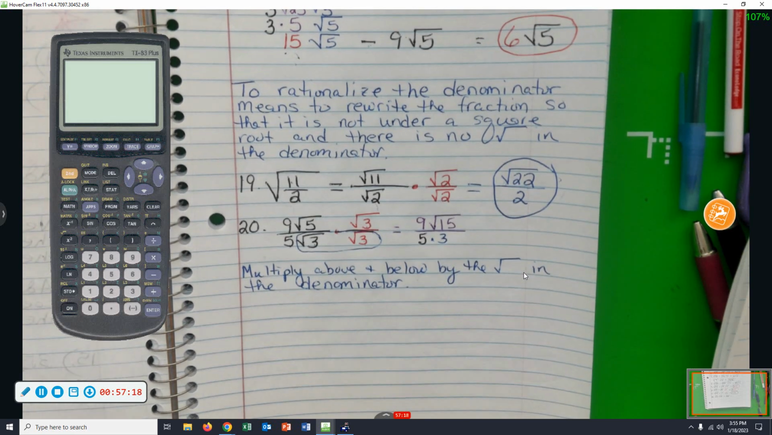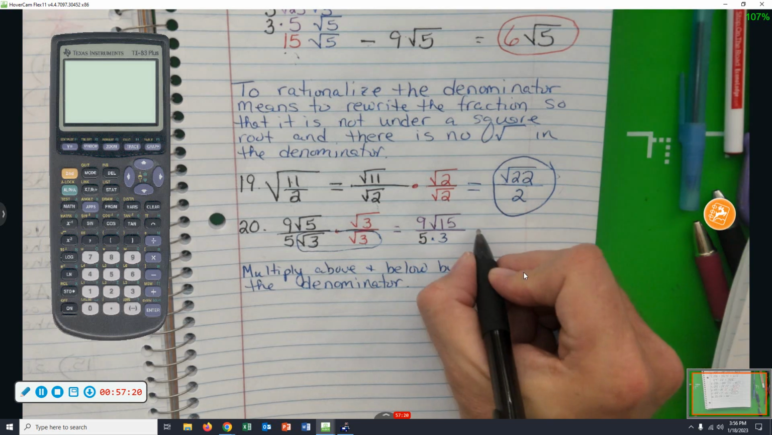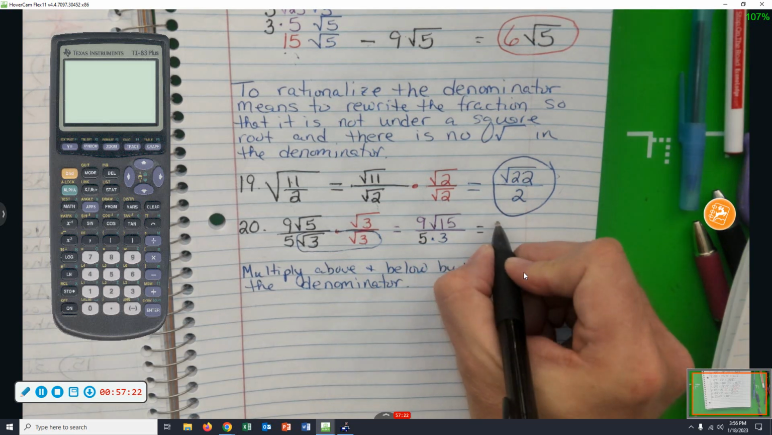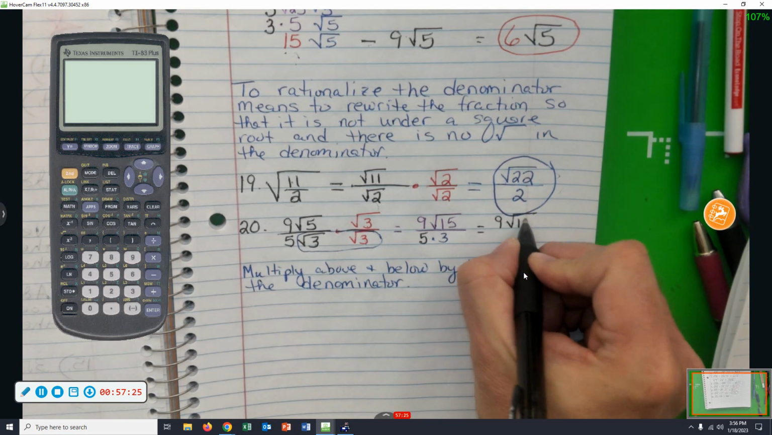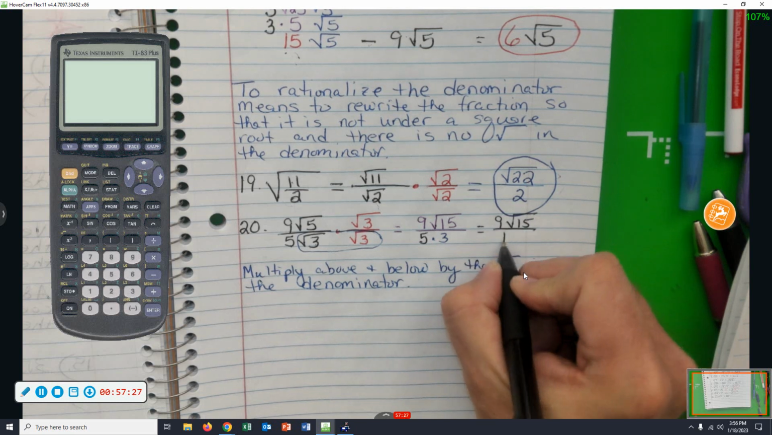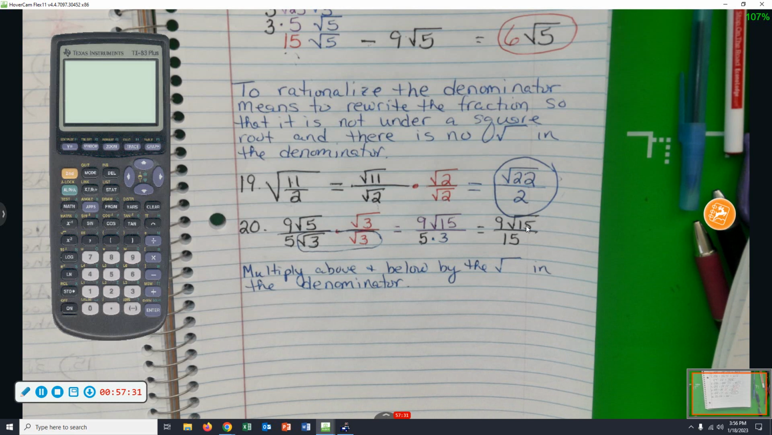So we can still multiply the 5 and 3. 5 times 3 is 15. Can we cancel this 15 up here with that 15 down here? No. You cannot cancel something under a square root with something that's not under a square root. But what can be canceled?